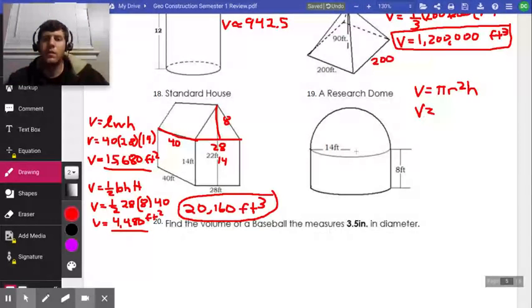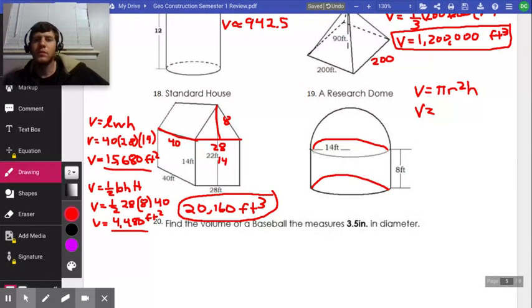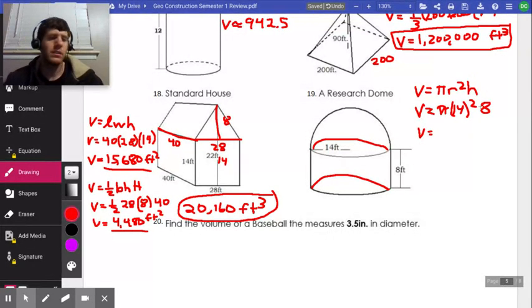The radius of our cylinder is 14, right? Again, imagine this going all the way around. So the radius of our cylinder is 14, so that's pi times 14 squared. And then the height here is 8. So 14 times 14 times 8, 1,568 pi.